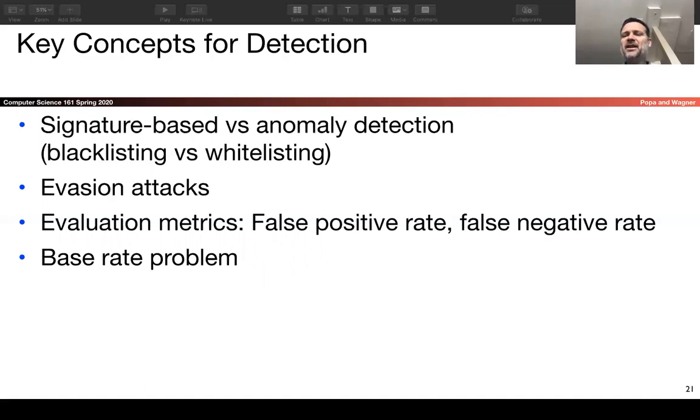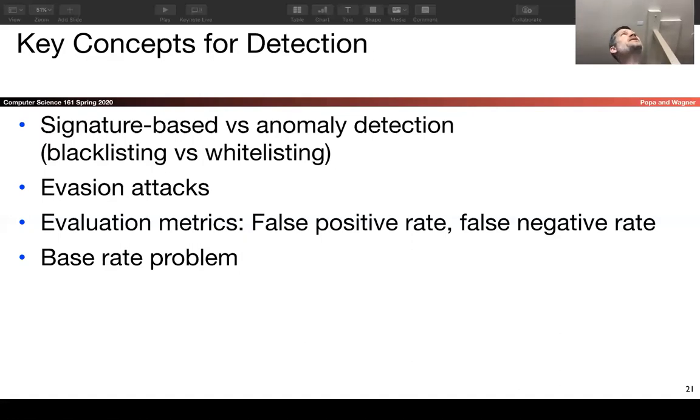Base rate fallacy, does it refer to only false positives or could it be false negatives too? Base rate fallacy usually refers only to false positives. And the reason is the base rate fallacy occurs when you have lots and lots of requests. And then that can cause a fairly large number of false positives. So it's because of large numbers.